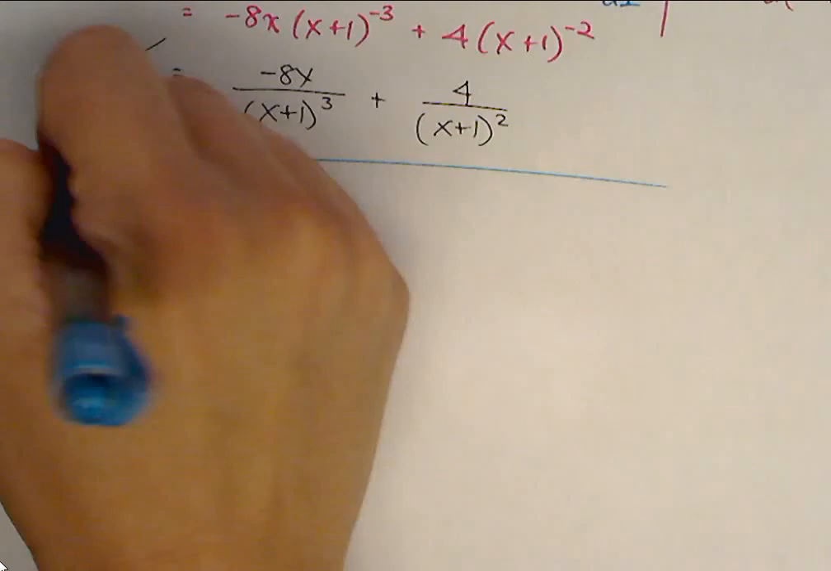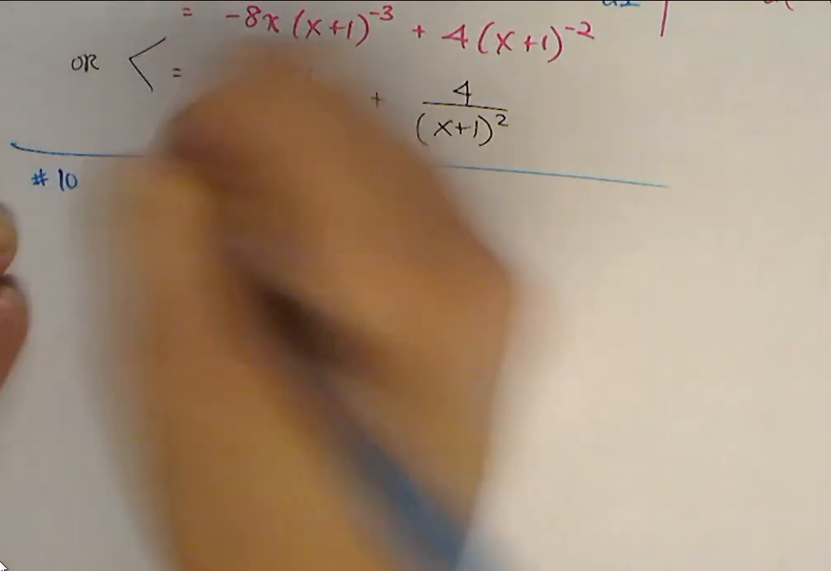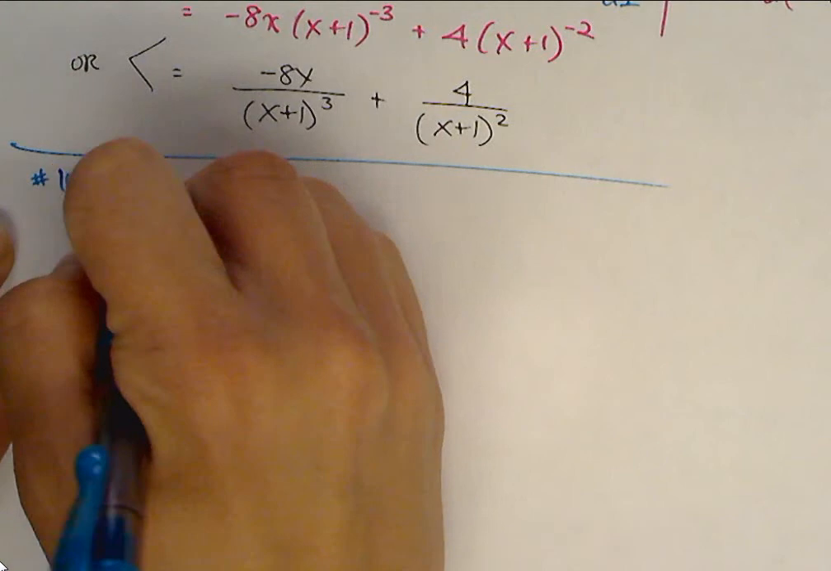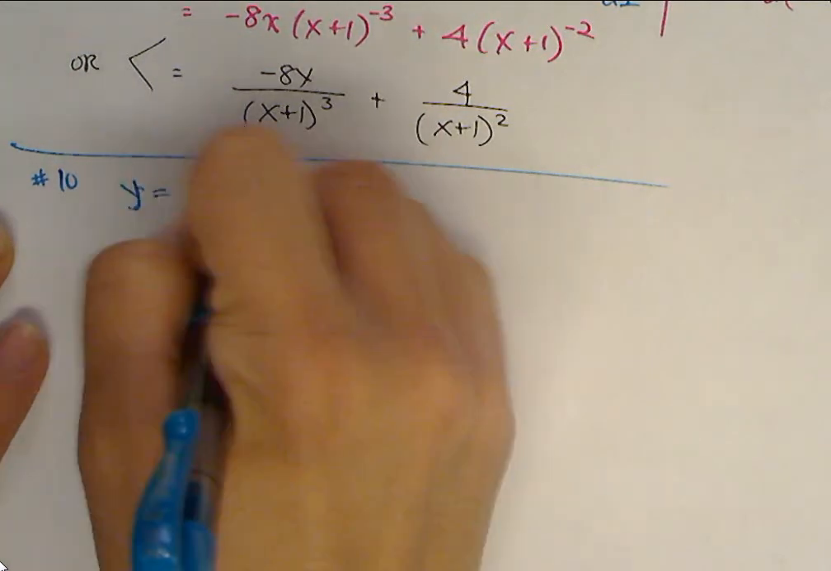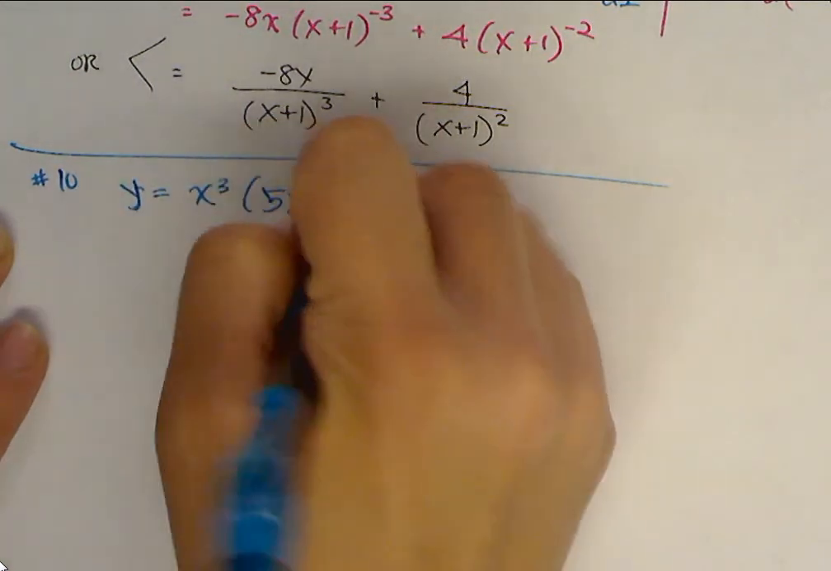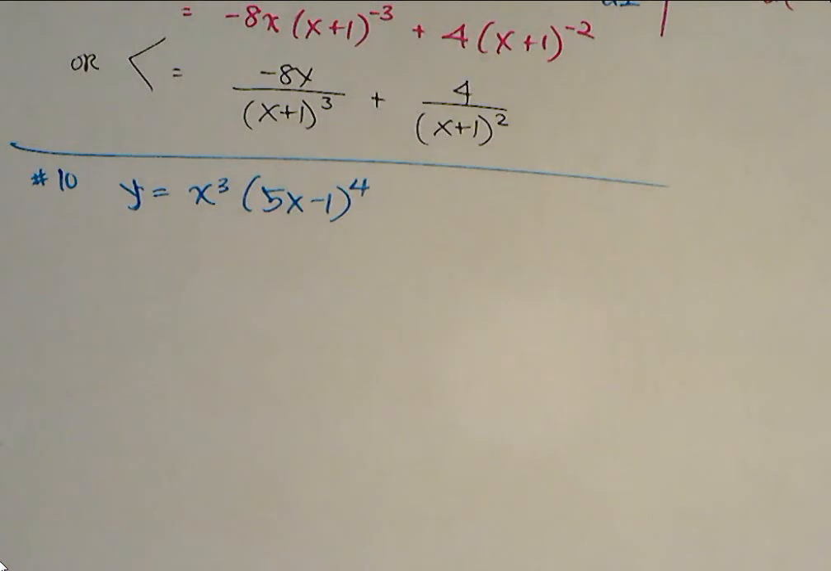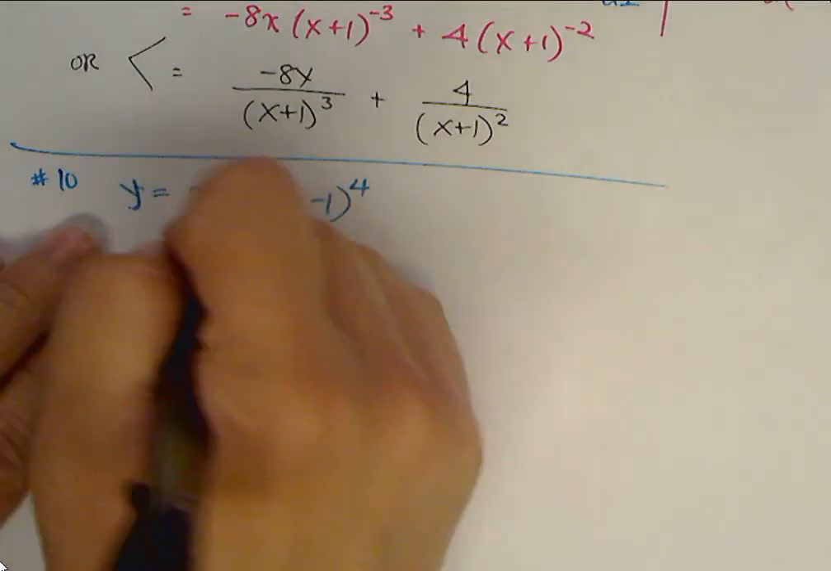Number 10. Can you give me the function, please? y equals x cubed times (5x minus 1) to the 4th. Like that? Okay. So, big picture, what is going on here? Something being multiplied. It's a product. So this is 1, and this is 2.